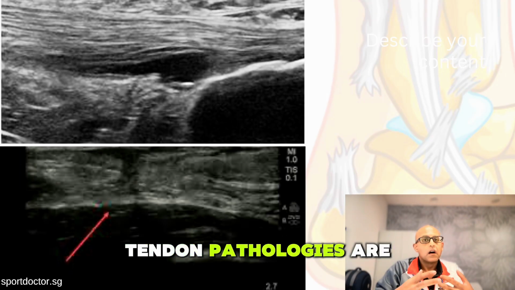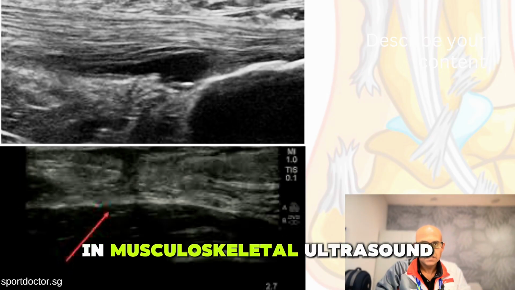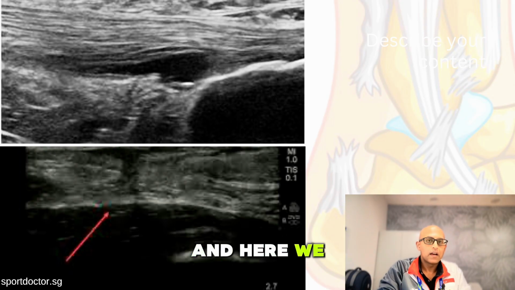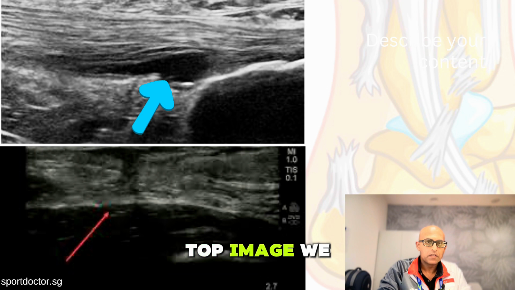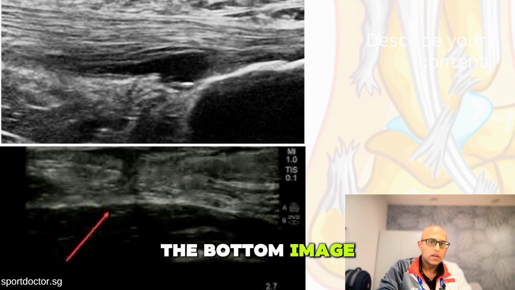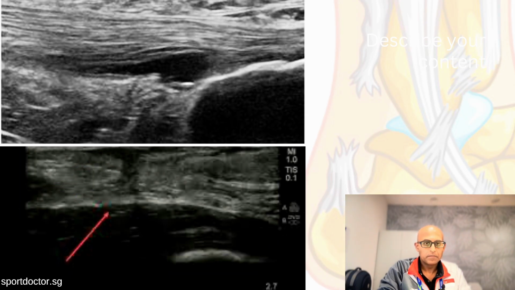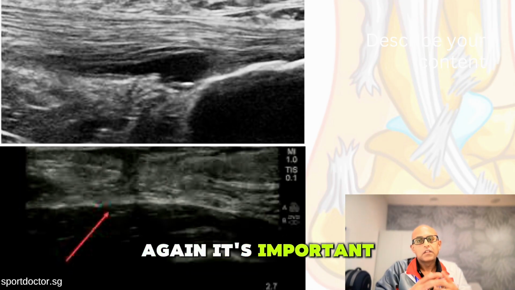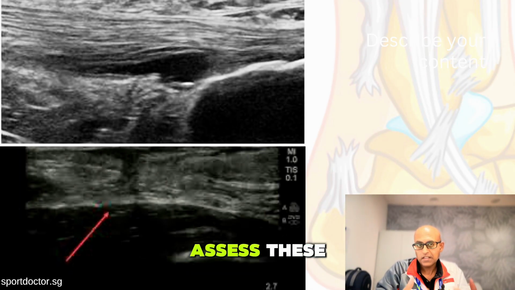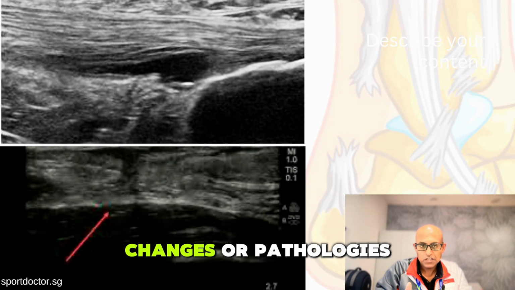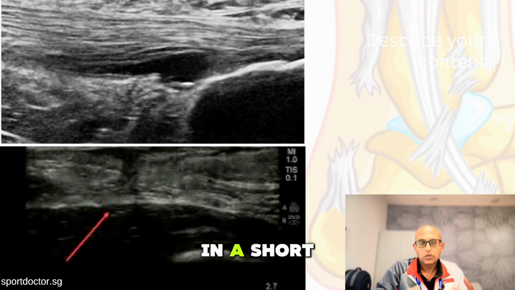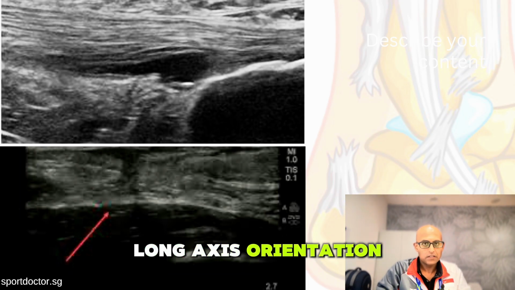Tendon pathologies are bread and butter in musculoskeletal ultrasound, and here we have an example of an Achilles disruption. In the top image, we have an anterior portion tear of the Achilles, and on the bottom image, we have a full thickness tear of the Achilles tendon. Again, it's important to measure and assess these changes or pathologies in a short as well as long axis orientation.